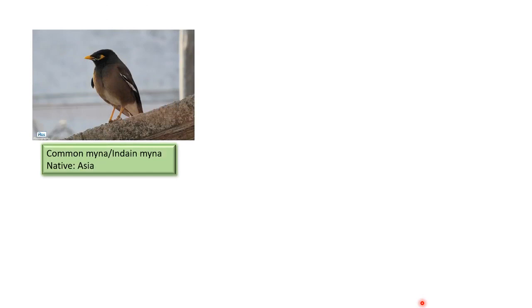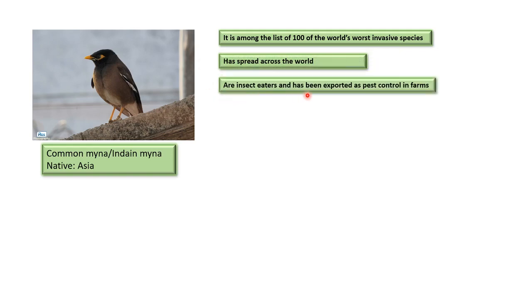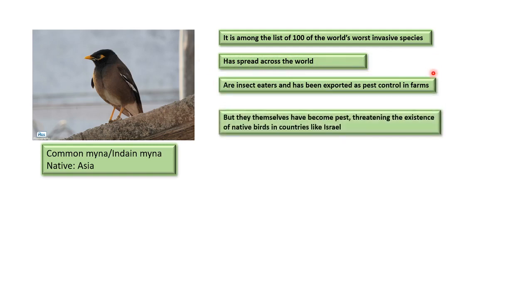This third example is of myna, common myna or Indian myna, which is native to Asia. It is among the list of 100 of the world's worst invasive species. Among the 100 species, there are 3 bird species, of which one bird is this, which is known as Indian myna. This particular bird is, though native of India, it has spread all across the world. These are insect eaters, and so has been exported as pest control in many farms in several countries. But they themselves have become pests, threatening the existence of native birds in countries like Israel.